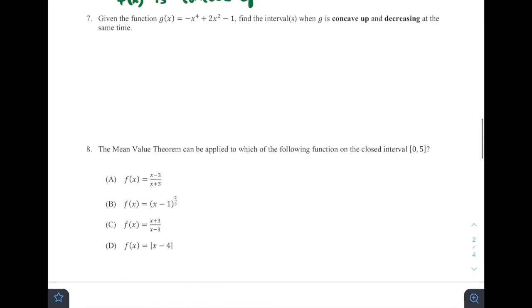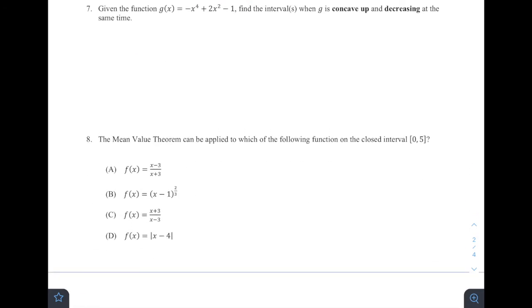Great. Number 7. Given the function g of x is equal to -x to the fourth plus 2x squared minus 1, find the intervals when g is concave up and decreasing at the same time. So this is one of those ones where you might make two separate tables. We had a lesson recently where we combined them into one.